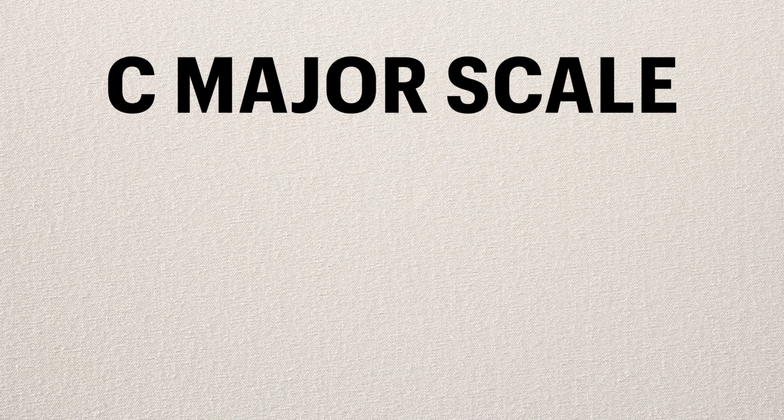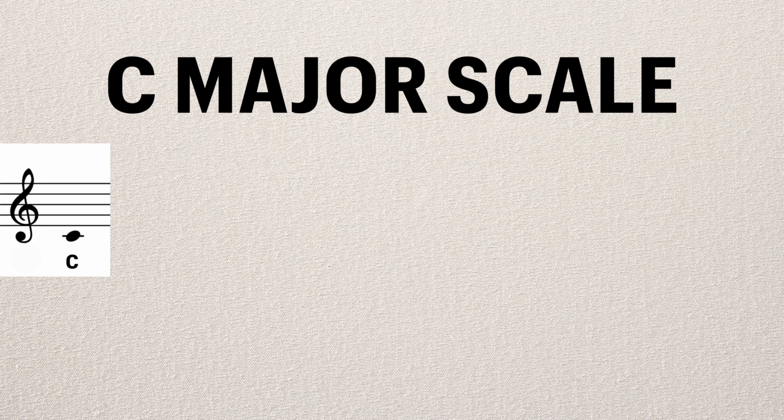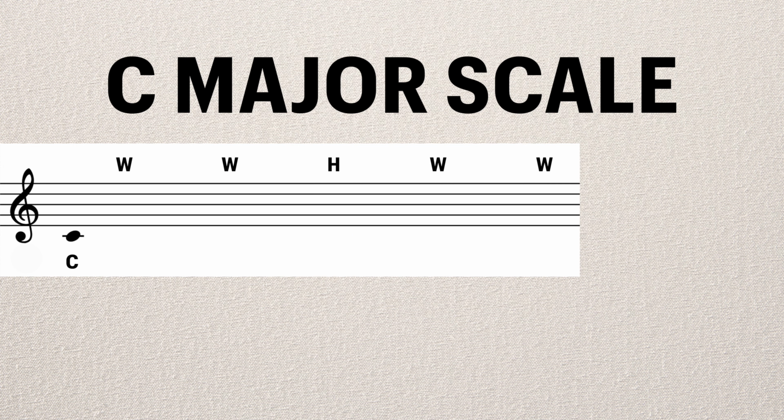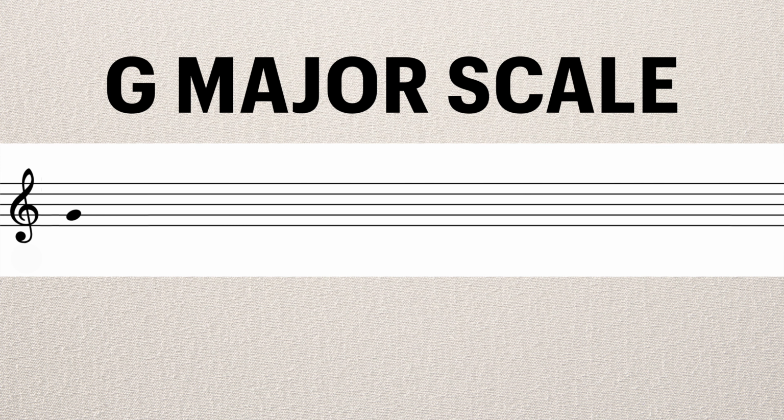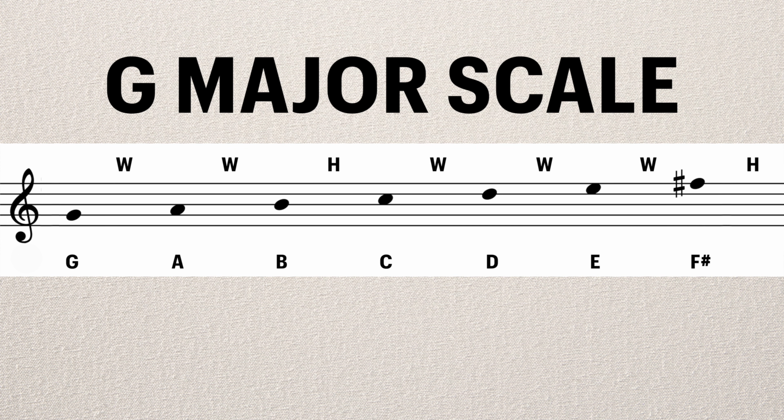So, if you wanted to find C major, you simply start on the letter C and you apply the whole, whole, half pattern, which produces the 7 notes C, D, E, F, G, A, B. If you wanted to find G major, you follow the same pattern and you get the letters G, A, B, C, D, E, F sharp.